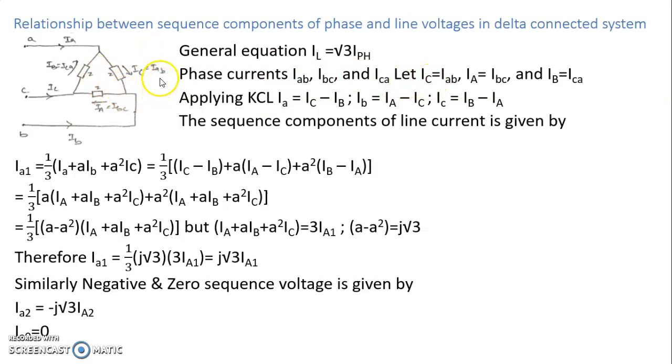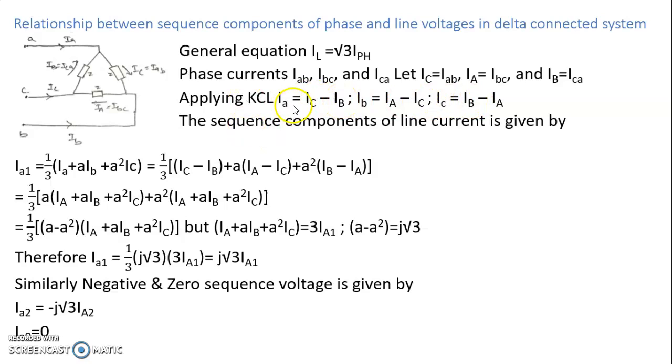Let us say that IAB is equal to IC due to opposite vertex. IBC is equal to IA due to opposite vertex. Then ICA is equal to IB due to opposite vertex. Now if I apply the KCL to this equation, at this point IA is equal to IC minus IB. Similarly here IB is equal to IA minus IC. And at this point IC is equal to IB minus IA. So those equations have been written using the KCL formula.